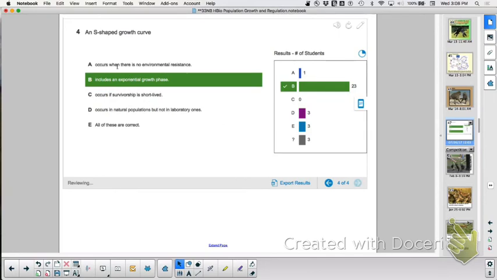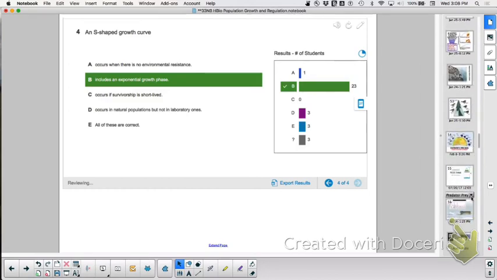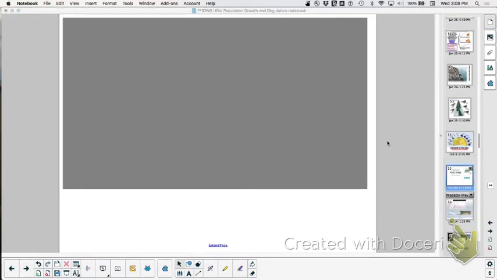Okay, number 4, an S-shaped growth curve still has exponential growth. Okay, and it definitely happens when there is environmental resistance. An S-shaped growth curve occurs if survivorship is short-lived. Is that true? No. Okay, so it includes an exponential growth phase. All right, let's see if we have a few more in here. Here's one. Got a lot of questions in here.